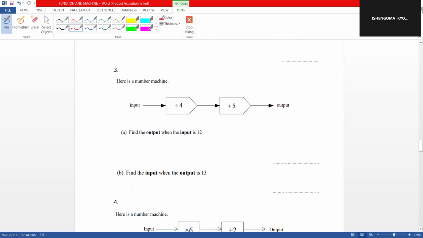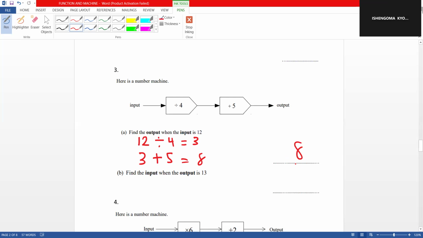So let's go to example 3. Find the output given input 12. So when you're given input 12, the first act on the machine is divide by 4. When you divide by 4, you get 3. Then after getting 3, the next act on the machine says +5. And we get 8. So automatically that is our output.